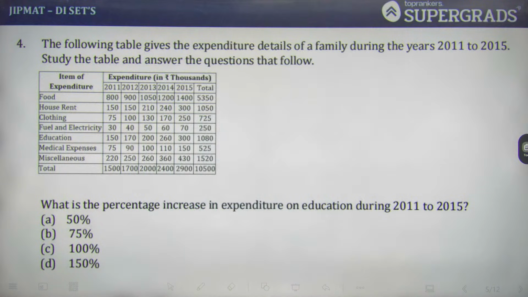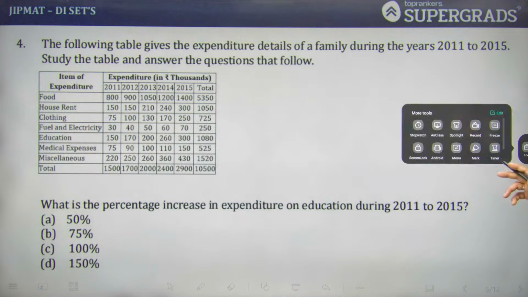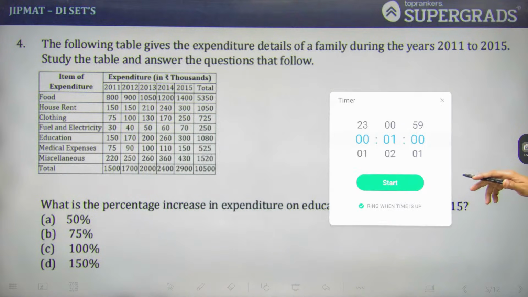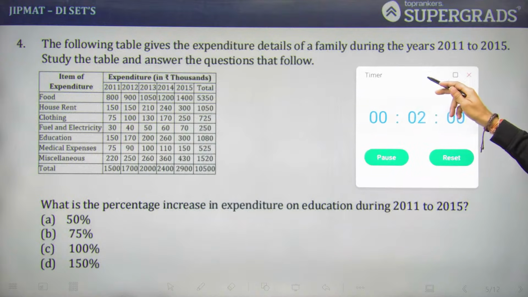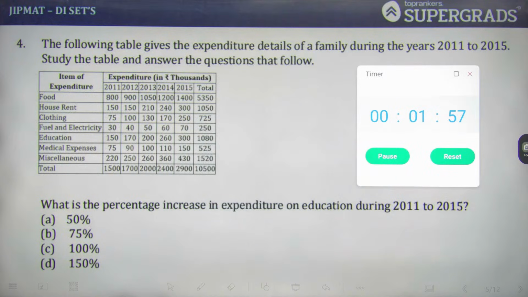This is a table. You have to understand this table, and there are multiple follow-up questions. There are 3 follow-up questions on this. I'm giving 2 minutes because this is the very first question on this table. Once you're done with this, you will get 1 minute to solve the remaining questions. Go ahead, solve this and tell me what is the answer.